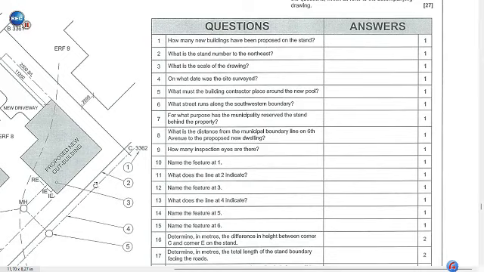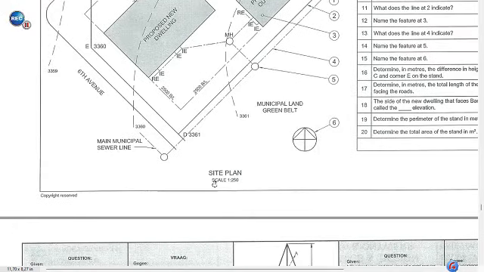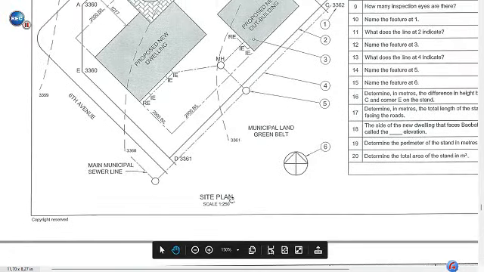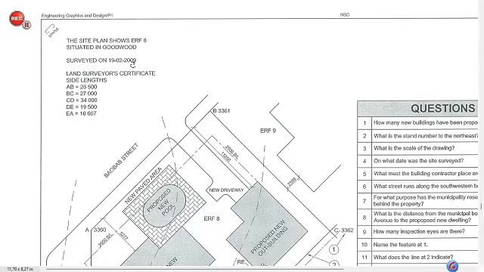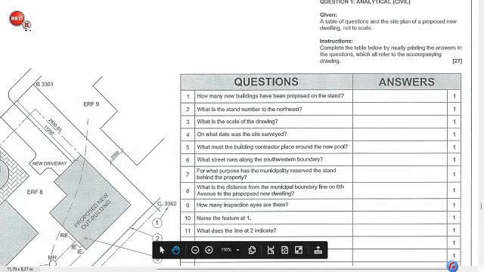Question number 3, what is the scale of the drawing? And we will find that answer right here. It says site plan scale 1:250, and that's what you're going to put in there. If you look at number 4, on what date was the site surveyed? You will find that specific answer right here on top where the information is given, surveyed on the 19th of the 2nd 2009, and that's the 19th of February 2009.